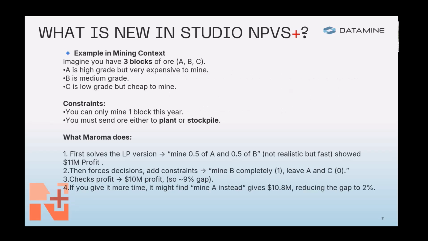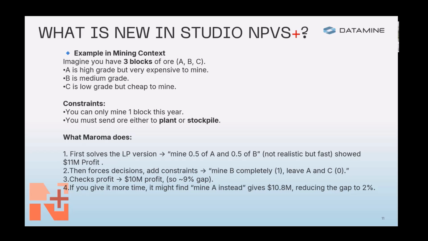This is just a quick example to explain briefly how the Maroma scheduler works. In this example, we have three blocks of ore. We have A, B, and C. A is high grade, but is very expensive to mine. We have B, that is medium grade, and then we have C, that is low grade, but it's very cheap to mine. So we have two constraints here.